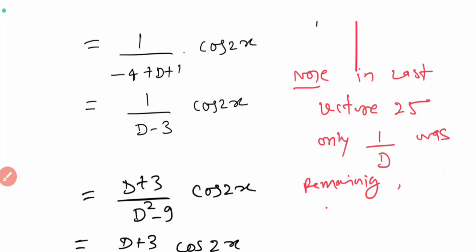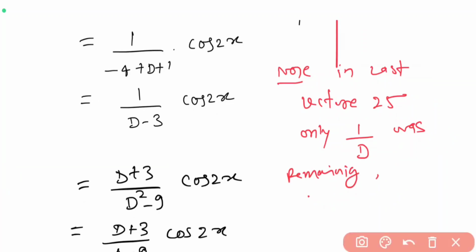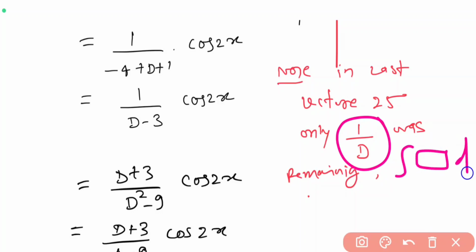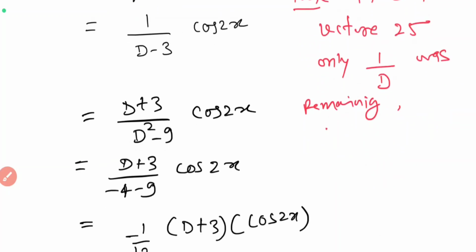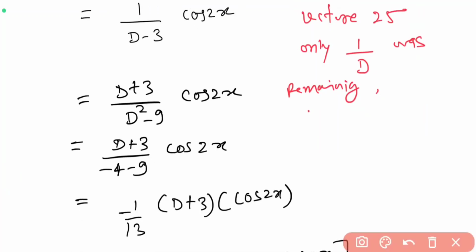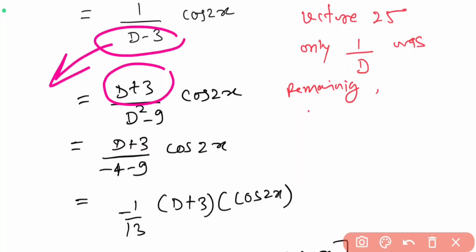How is it difficult now? Last time when only 1 by D remained in lecture number 25, we wrote it simply as integration dx, correct? But this time we cannot write that because minus 3 is present. So in that case, what are we going to do? A simple trick. We multiply by D plus 3 in the numerator and D plus 3 in the denominator also. So the denominator, a plus b times a minus b, becomes a square minus b square. So we got D square minus 9 here.